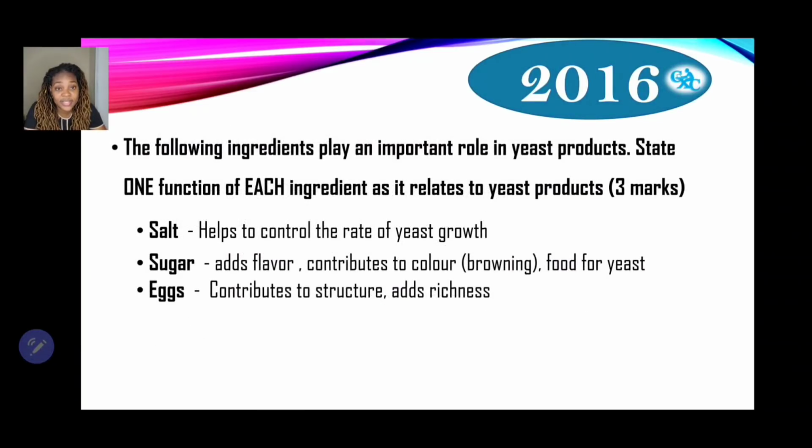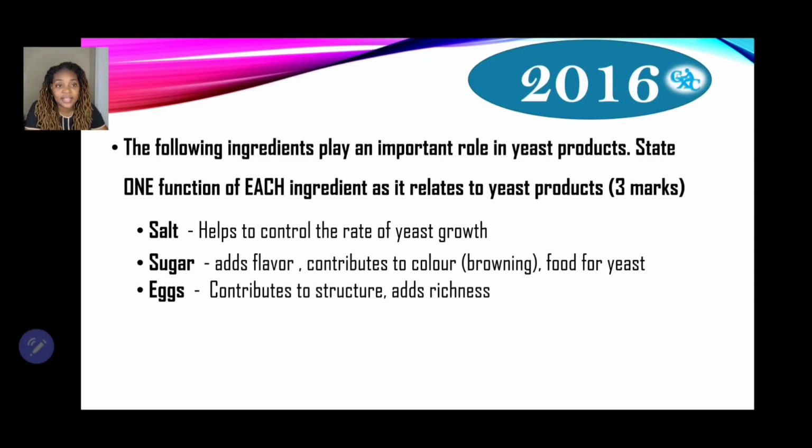Continuing with 2016, the following ingredients play an important role in yeast products. State 1 function of each ingredient as it relates to yeast products. That's 3 marks.